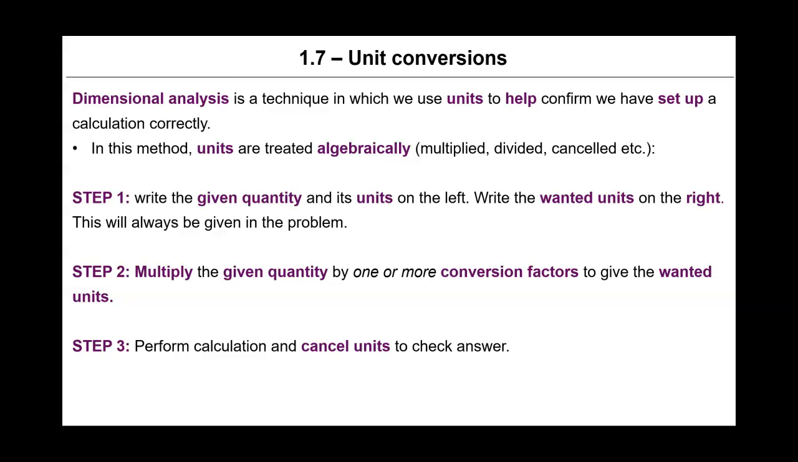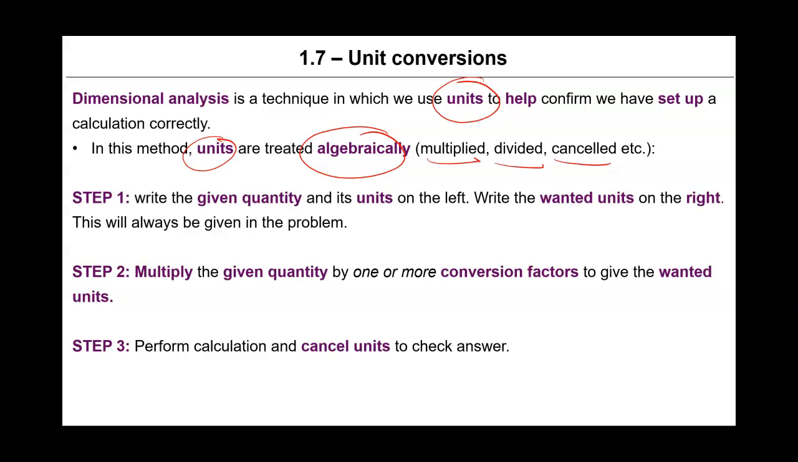To help us be successful in performing unit conversions, we're going to use the technique of dimensional analysis. In dimensional analysis, we use the units to help us confirm that we've set up the unit conversion calculation correctly. What we're going to do in this method is treat the units algebraically. That is, we're going to multiply units, we're going to divide units, and we're going to cancel units. Typically, we'll do this through 3 steps.